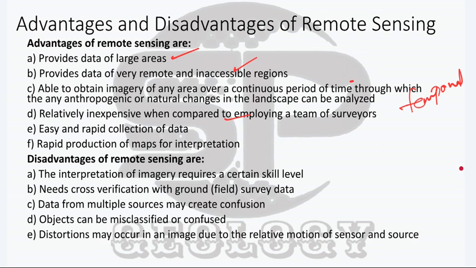Four, five people will go and they will survey, but in remote sensing you just have to click a photo. Easy and rapid collection of data and rapid production of maps for interpretation. These are the advantages of remote sensing. What are the disadvantages? Interpretation requires a certain skill level. Everyone cannot study the remotely sensed data.